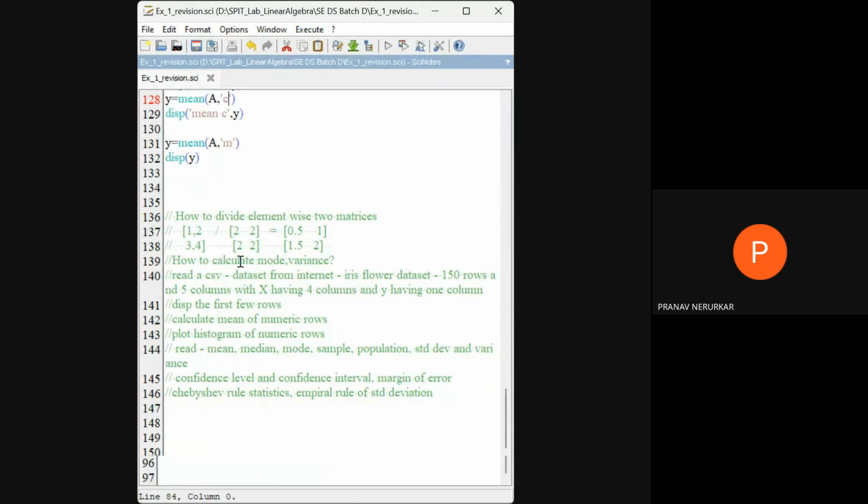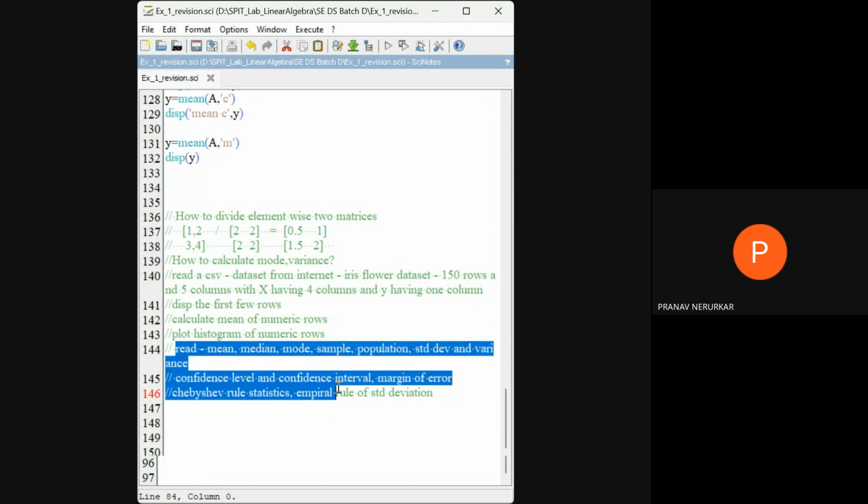With these basic commands, you can calculate variance, mode, calculate the mean for columns in this data set, understand what is sample, population, variance, standard deviation, confidence level, interval, margin of error, and rule of standard deviation, Chebyshev rule, and empirical. Both these rules you can read, so you know what are these statistical terms and their meaning.